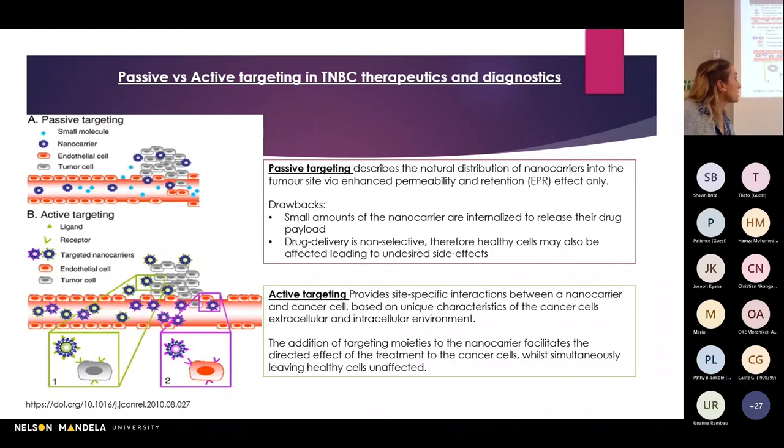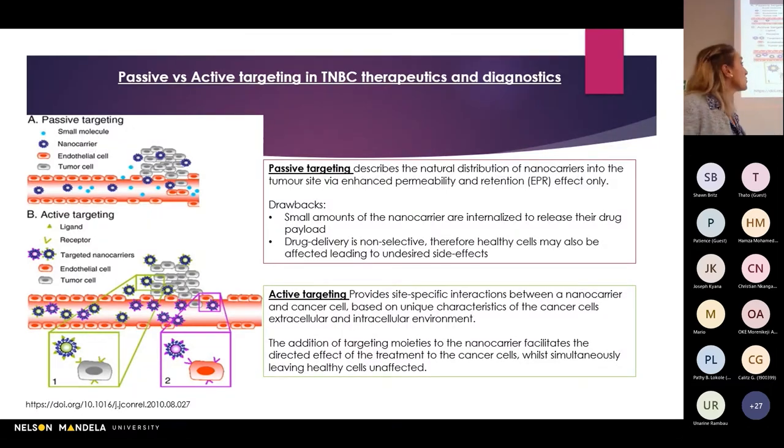So obviously we know that passive targeting describes the natural biodistribution of the nanomaterial into the cancer site based on leaky cell vasculature and the enhanced permeation and retention effect. But the drawback of this is that not all of the nanoformulation will be incorporated into that cell to be able to release its drug, and the drug delivery is not selective. So unfortunately, healthy surrounding cells will also be negatively affected, which has its associated drawbacks.